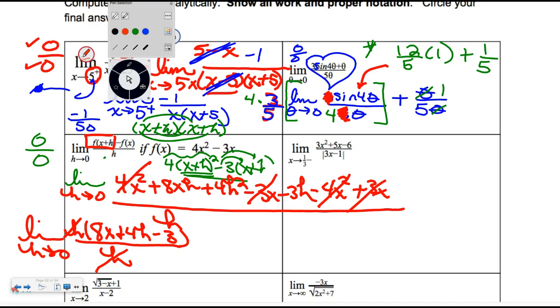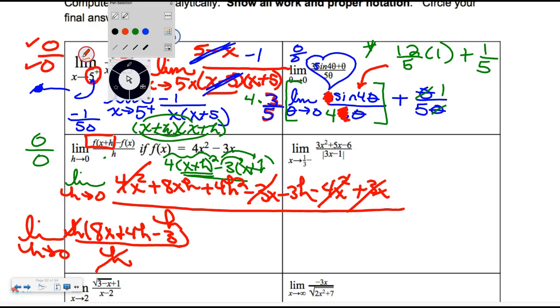Remember, it's going in for h. So I end up with 8x minus 3. You actually just calculated a derivative. To be honest, that's why we're doing these right now. Derivatives are limits, but there's going to be a shortcut for them, and I'm going to tell you right now because you guys are in a time crunch.